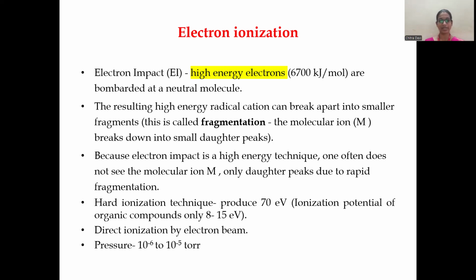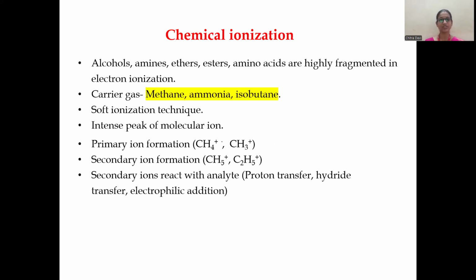And next will be the chemical ionization technique. So here, with the help of some chemicals, ions will be produced. Normally we can use alcohols, amines, ethers, esters, amino acids, and these are all the chemicals which will be used for ionization. The carrier gases used here are methane, ammonia, isobutane. So it comes under the category of soft ionization technique.